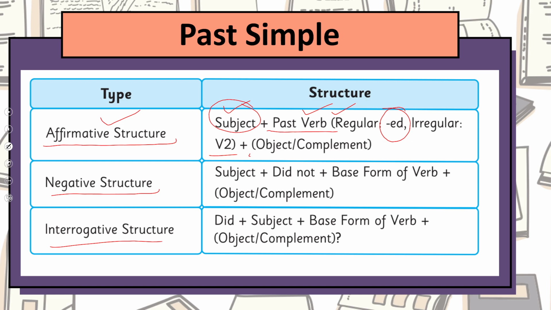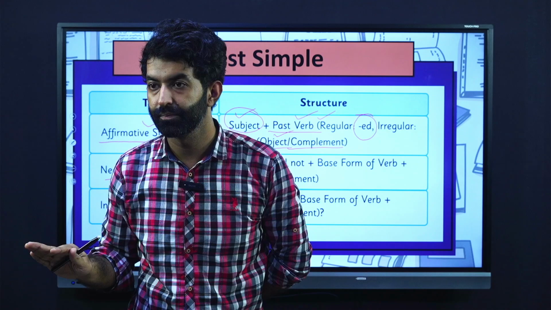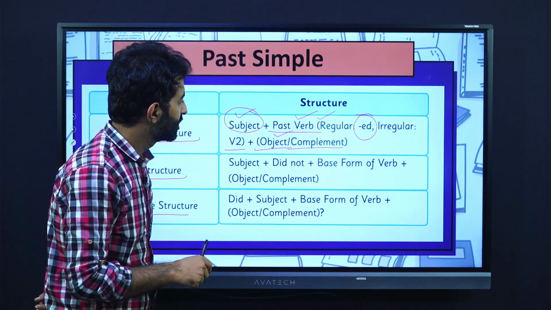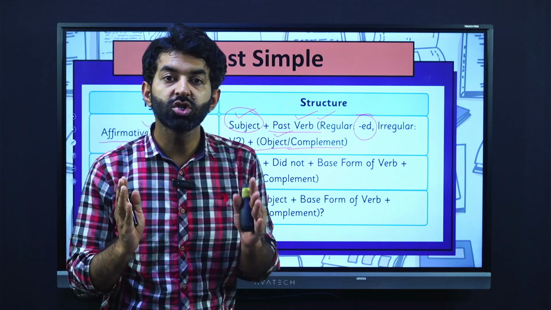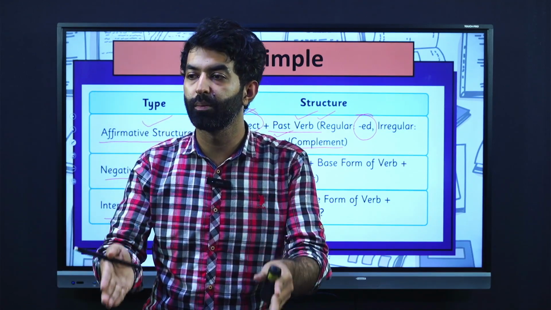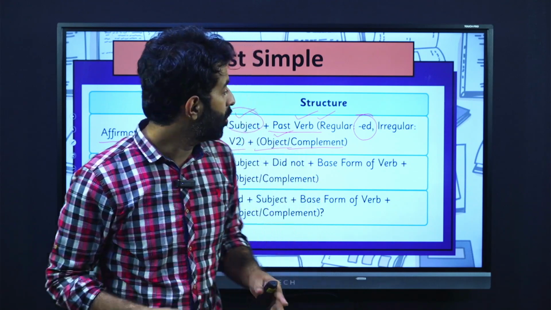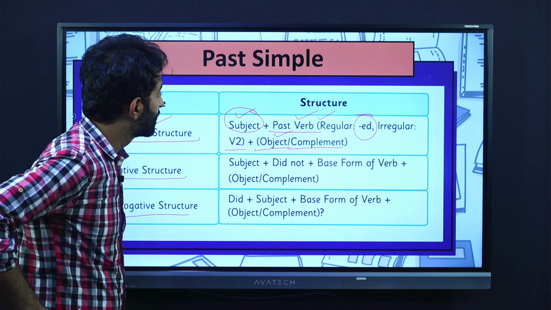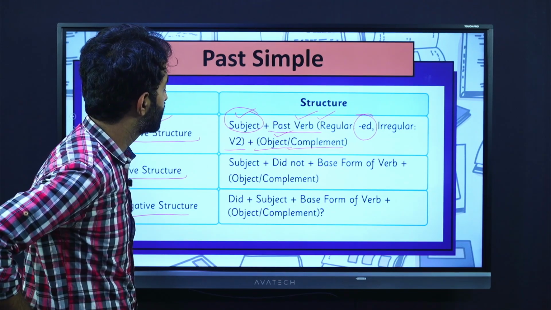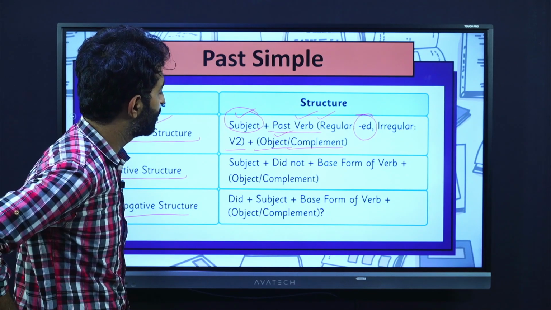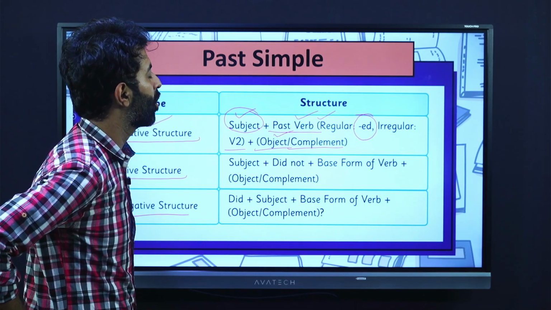plus your object or your complement. Complement are those words or a word which completes the sentence. If we remove it, the sentence will not be complete. And what is an object? Anything on which the action is performed, that is your object. So in order to make an affirmative past simple sentence, you need a subject, past verb and your object or your complement.